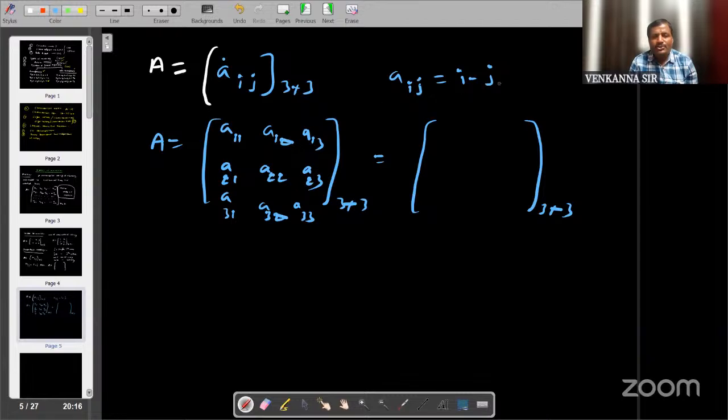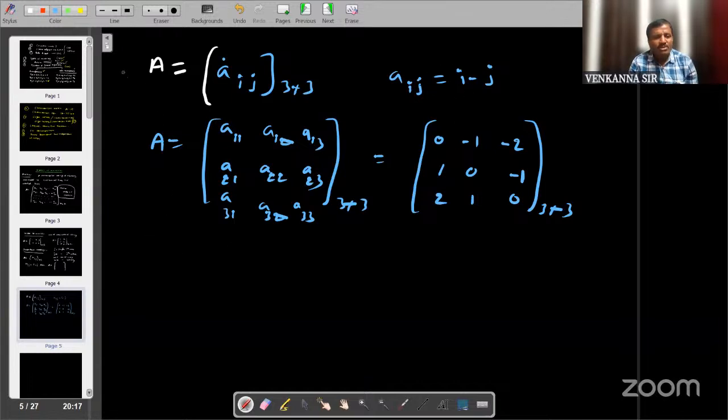For a11, the i value is 1, j value is 1. 1 minus 1 is 0. a12: 1 minus 2 is minus 1. a13: 1 minus 3 is minus 2. What is a21 here? The i value is 2, j value is 1. 2 minus 1 is 1. 2 minus 2 is 0. 2 minus 3 is minus 1. 3 minus 1 is 2. 3 minus 2 is 1. 3 minus 3 is 0. Hope all of you understood how we construct this matrix using the equation aij equals i minus j.